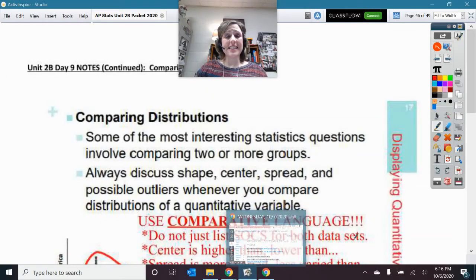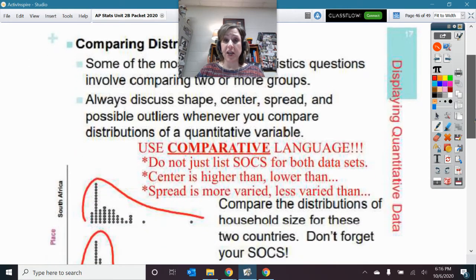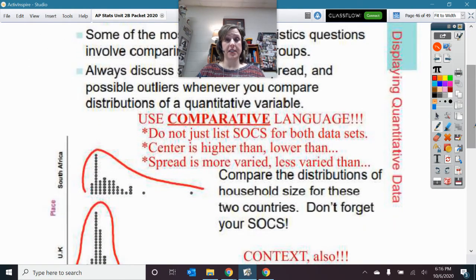All right, so let us compare distributions. And remember, when we describe distributions, we describe them with our SOCS. Same thing with comparing. We're going to compare the distributions with our SOCS. But the key here is that you must use comparative language.